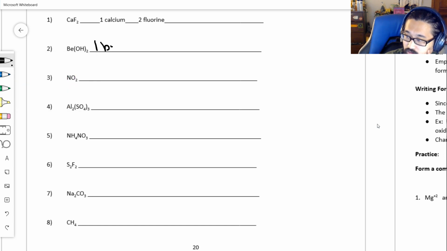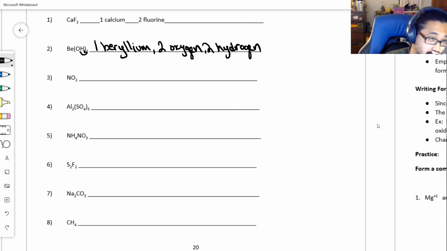So in this first one, I have 1 beryllium. I have 2 oxygen. I have 2 hydrogen. Right, because again, this 2 distributes to both of those elements. Number 3, it's 1 nitrogen and 2 oxygen. Boring, boring, boring. This one is slightly more difficult.